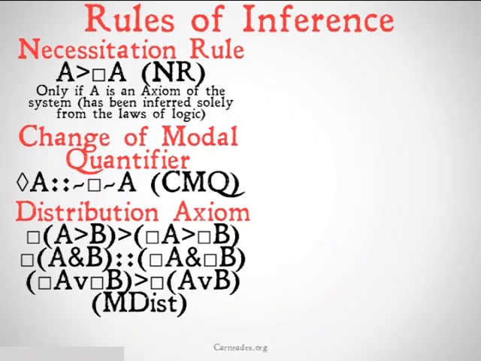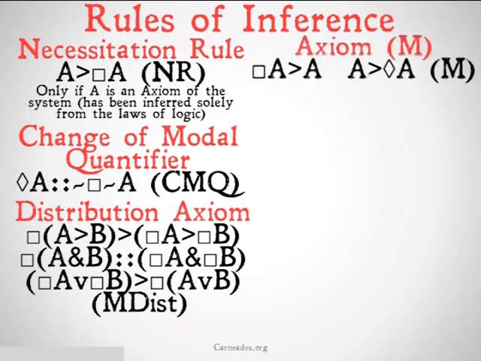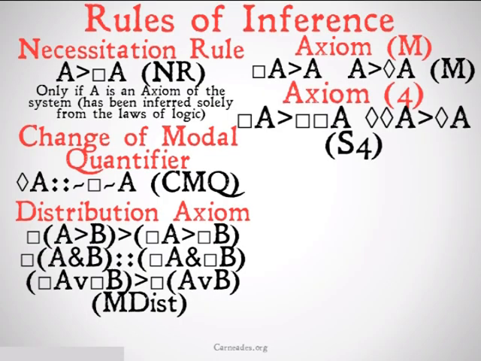I'm going to just represent that with mdist. We already have a dist, D-I-S-T, for distribution. This is going to be modal distribution, mdist. Makes sense to me. We also have our good old-fashioned axiom M, which is pretty simply, it's necessary that A implies that A, and the corollary, A implies it's possible that A. We'll abbreviate that with an M, pretty simply.